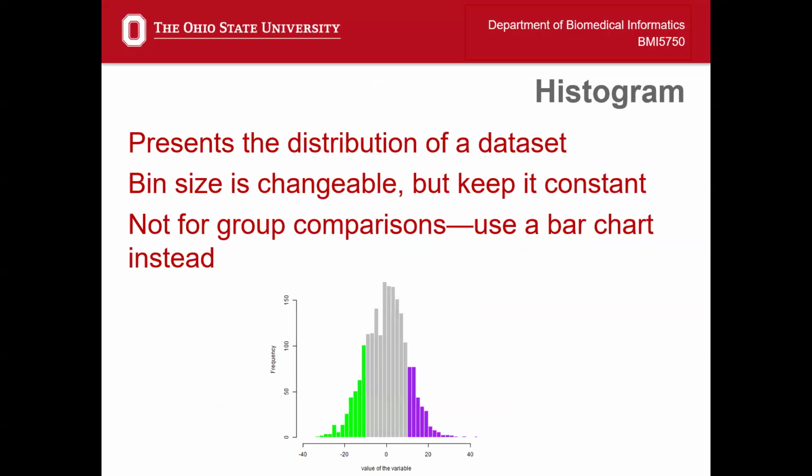So now we're going to talk about each one of these plot types. And I've already shown you a histogram, but a histogram is going to show us the distribution of a data set with our x-axis being a value and the y-axis being how often are we observing that value. This is not really for group comparisons, even though we just showed an example where you could. A bar chart would be much more useful for a group comparison. This is for showing a distribution.